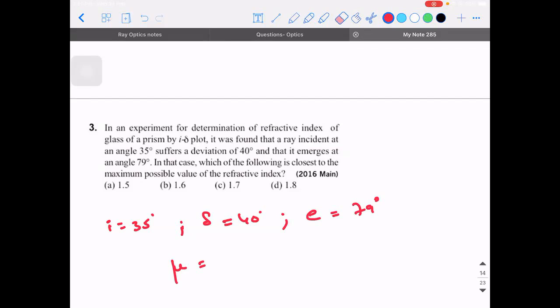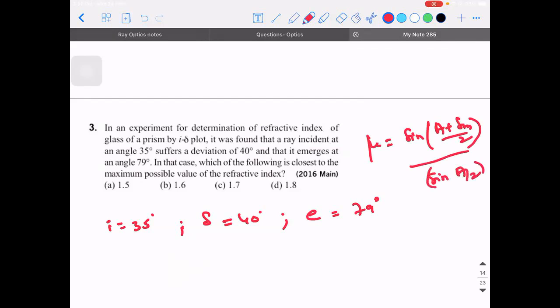Sir, we can find A. So what is the formula for mu? Mu is equal to sin of (A plus delta m) divided by 2, divided by sin of A by 2. Correct? So when this is the formula, you don't know what is A. Delta is given, but we cannot conclude that that is the minimum deviation. Correct? Can we conclude? Let's try to find out.